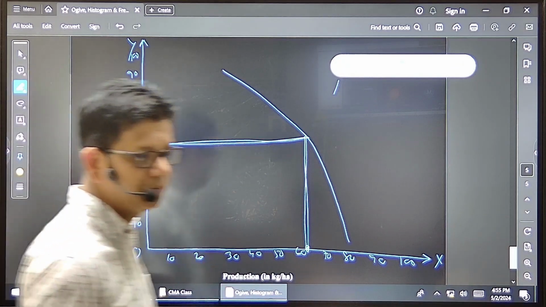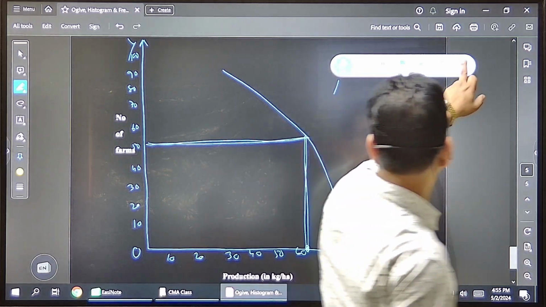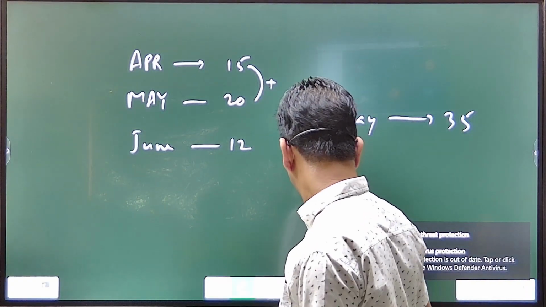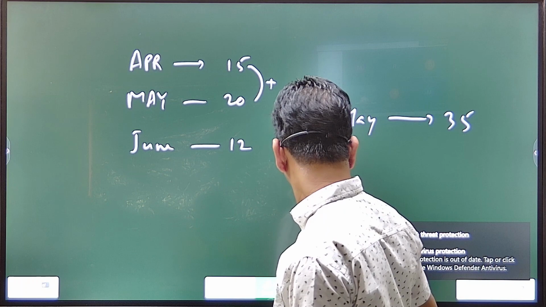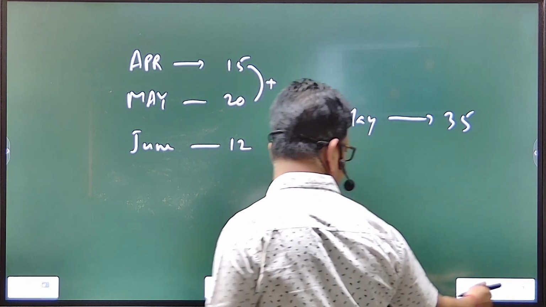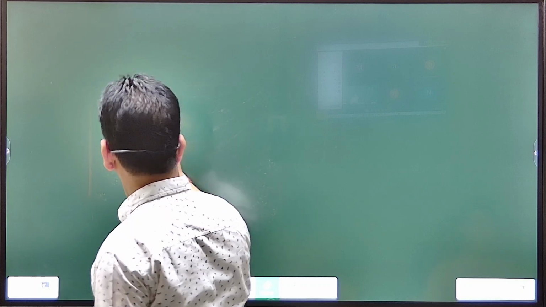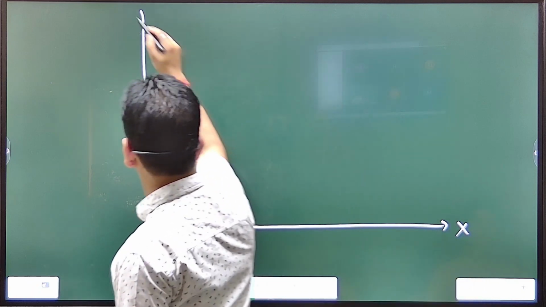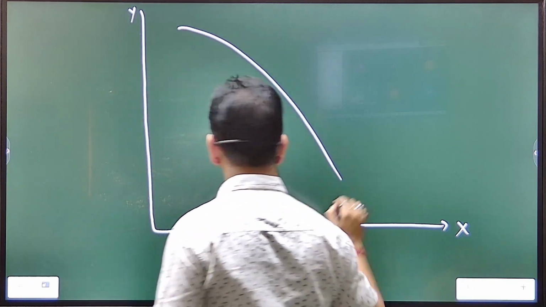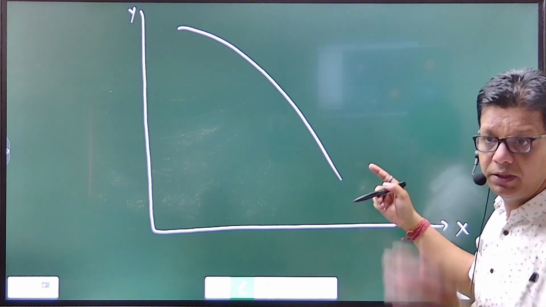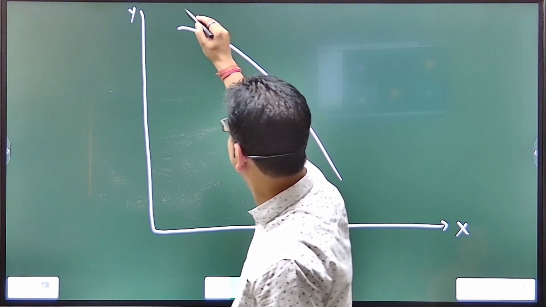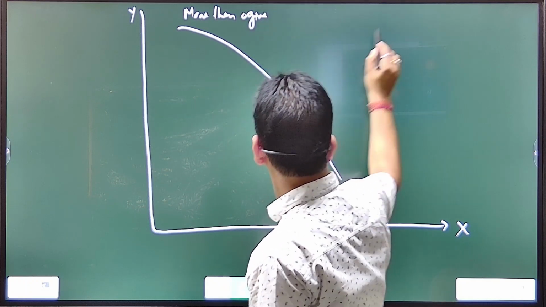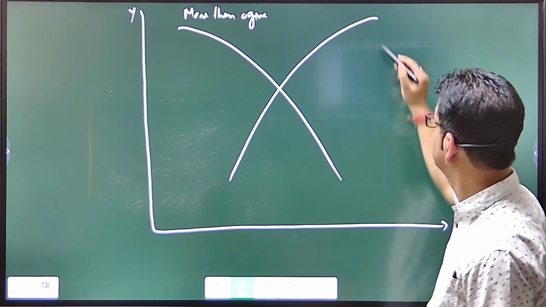Sometimes what happens, your question comes like this. Look at this, this is the last part. This is your x-axis, this is your y-axis. You know what type of ogive this is? This is downward, so it is a more than ogive. And when the graph comes like this, it is the less than ogive.